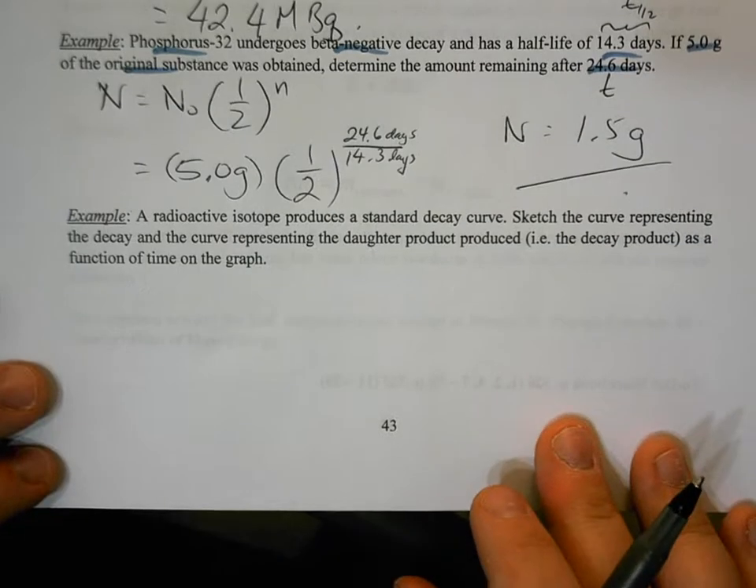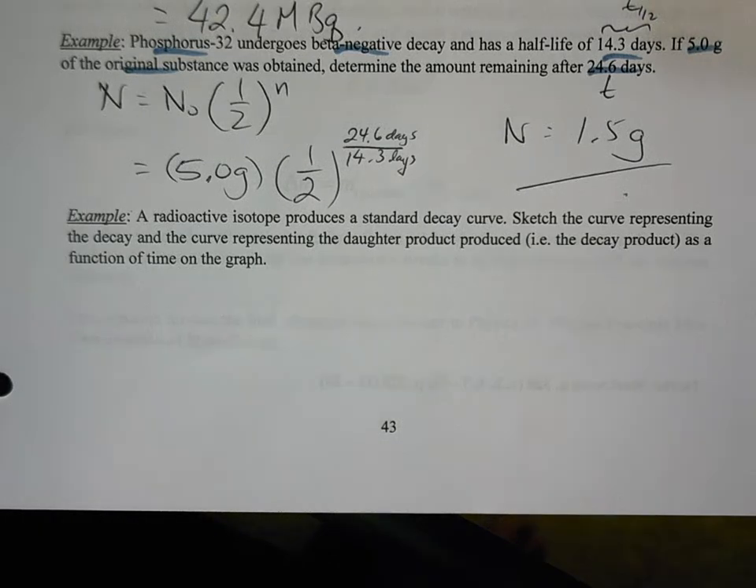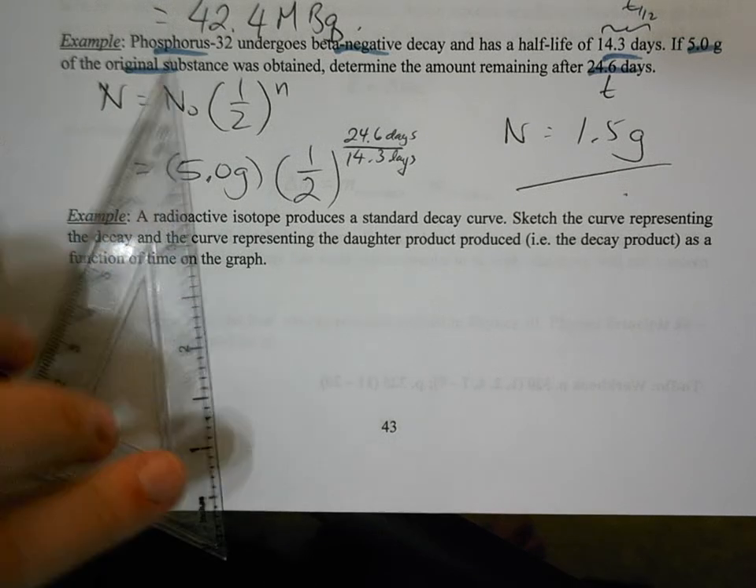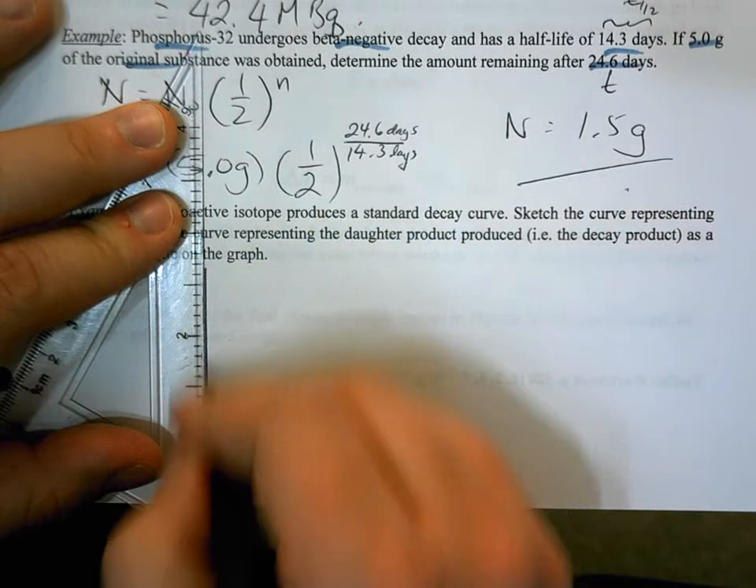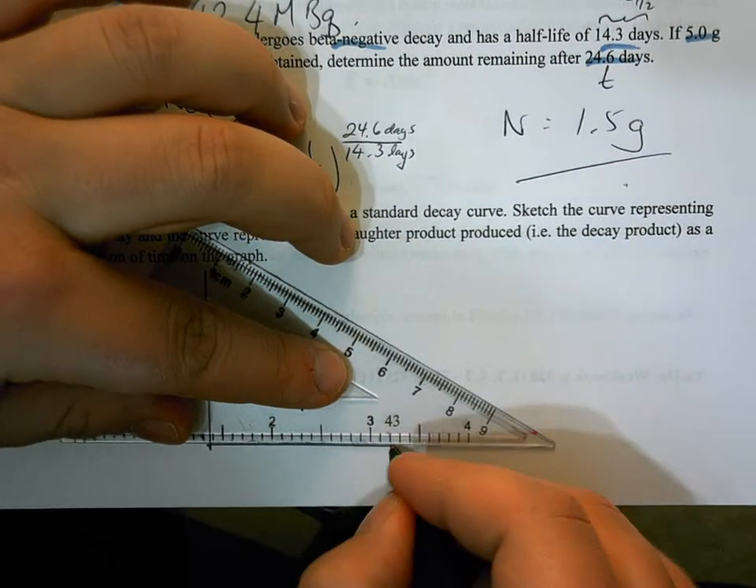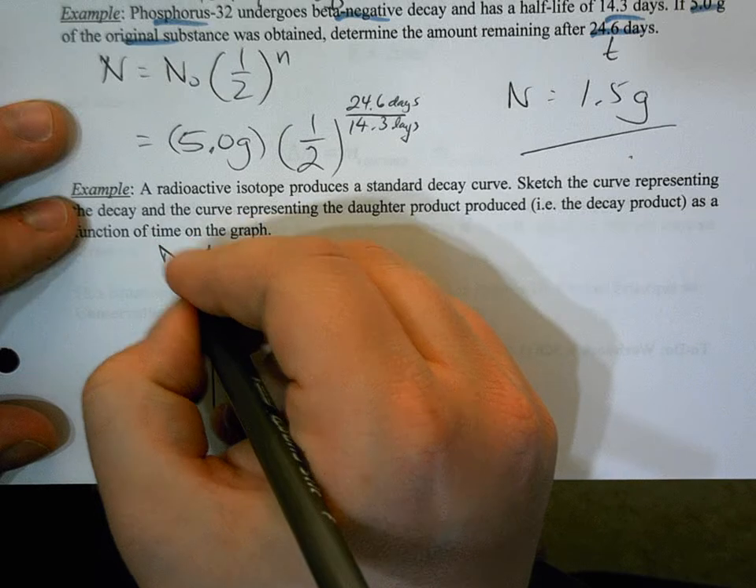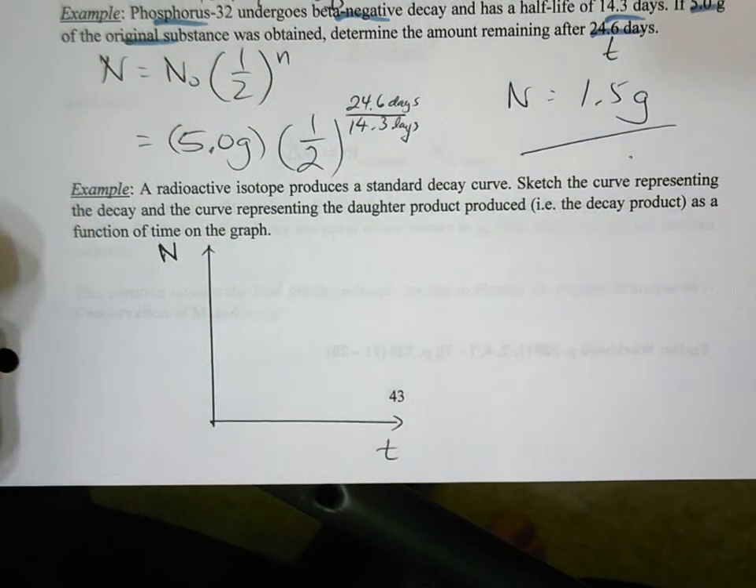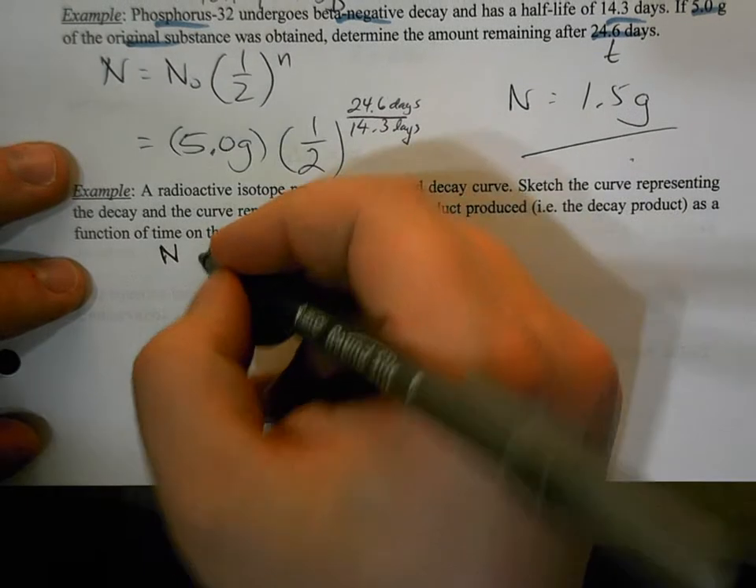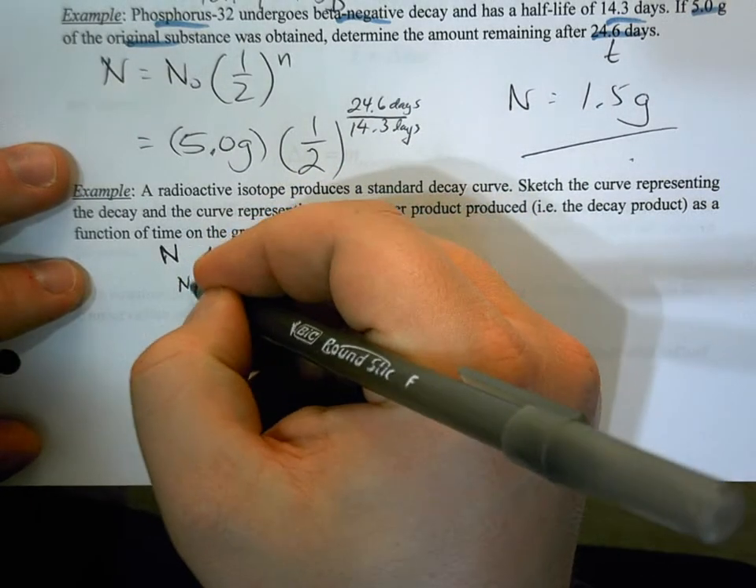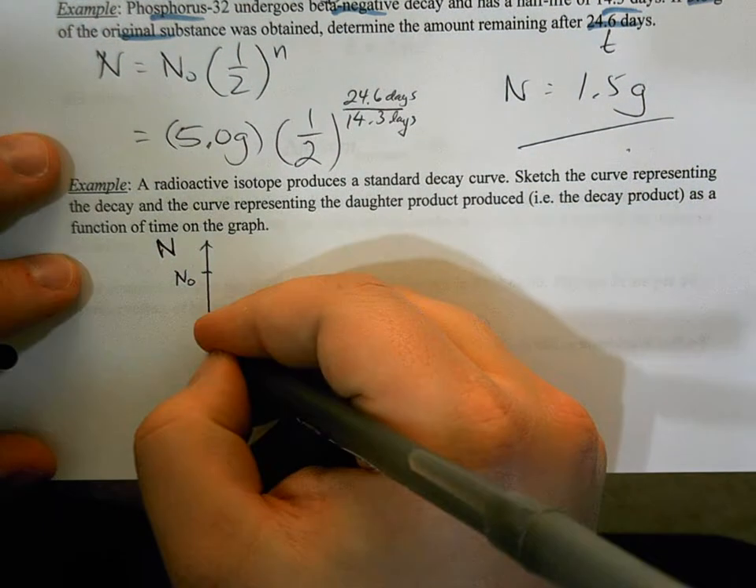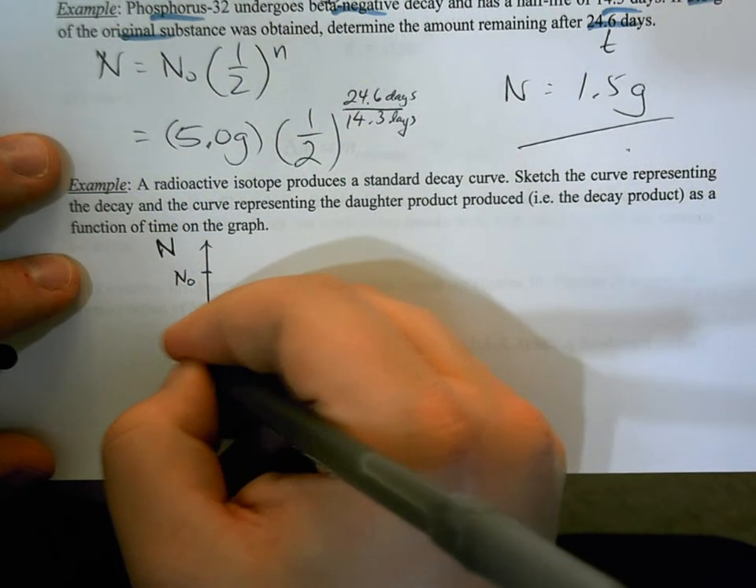So the next part here is more of a theoretical question. We have a radioactive isotope. It produces a standard decay curve. We want to sketch the curve representing the decay and the curve representing the daughter product as a function of time. All right, the first part of this should be pretty straightforward. So we're going to have a graph that looks like this. On my x-axis we're going to have time, and on the y-axis we're going to have N. Now I'm going to label this top point here as N0. This is going to be our starting amount, and I also want to deal with half of that.